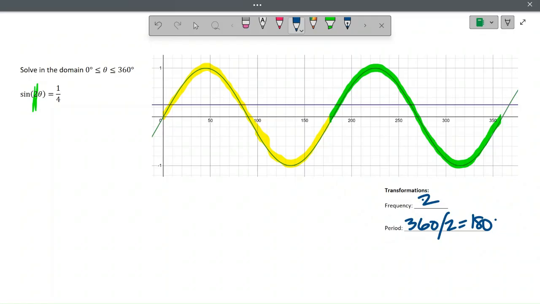As normal, I also put on the equation y equals 1/4, because we're looking at where y equals sine 2 theta intersects with y equals 1/4. That's what this equation means. So you're going to see we're going to have 1, 2, 3, 4 solutions. Because our frequency is 2, that means the wave doubles within 360 degrees. It also means the number of solutions we have also doubles.